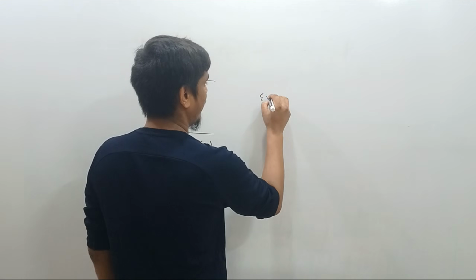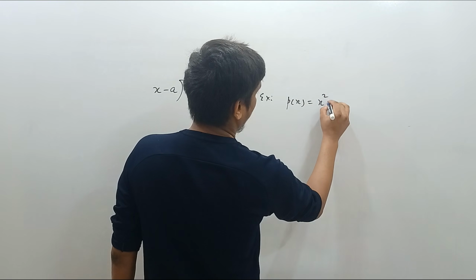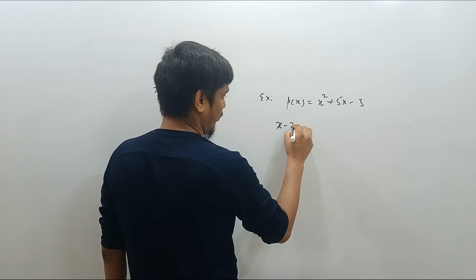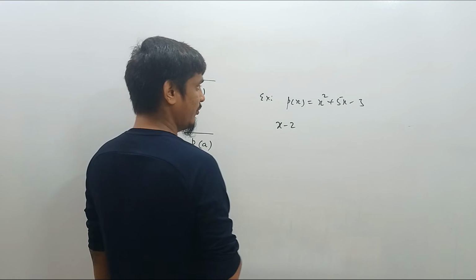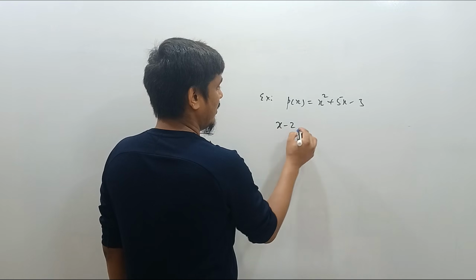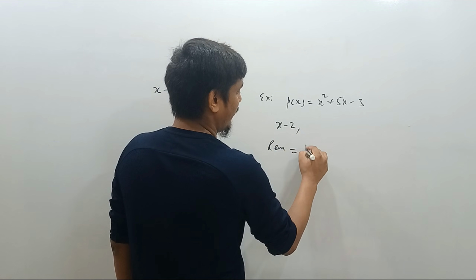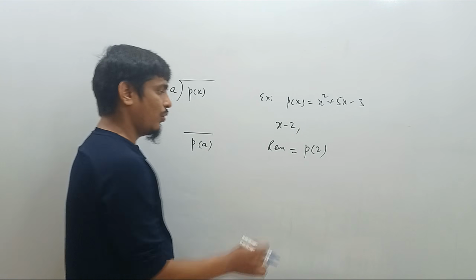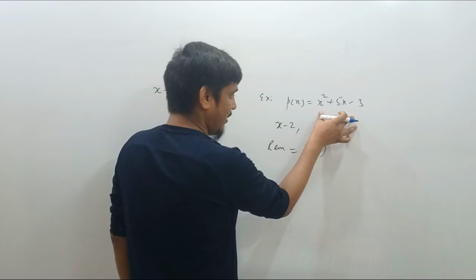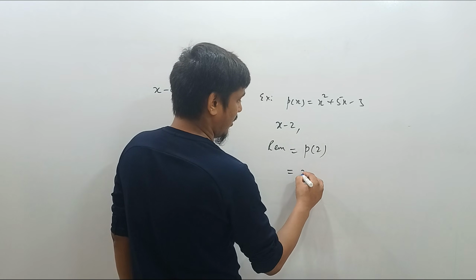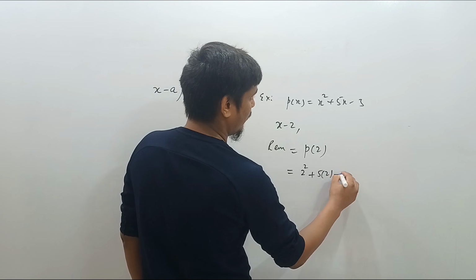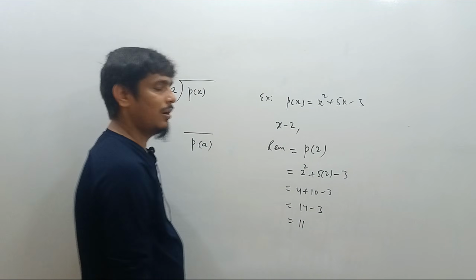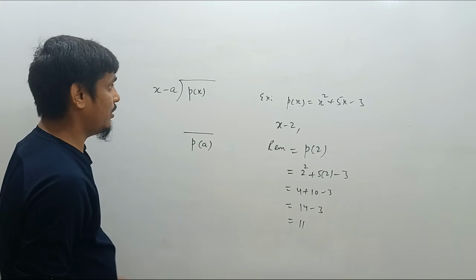So for example, we have been given a polynomial p(x) is equal to x square plus 5x minus 3, and we divide it by a linear polynomial x minus 2. When we divide this p(x) by x minus 2, then the remainder is equal to the value of this polynomial at x is equal to 2. So once we plug the value x is equal to 2 in this polynomial, that will give us the remainder. So 2 power 2 plus 5 times 2 minus 3, which is 4 plus 10 minus 3, equal to 14 minus 3, which is 11, the remainder. You can verify it by using long division as well.